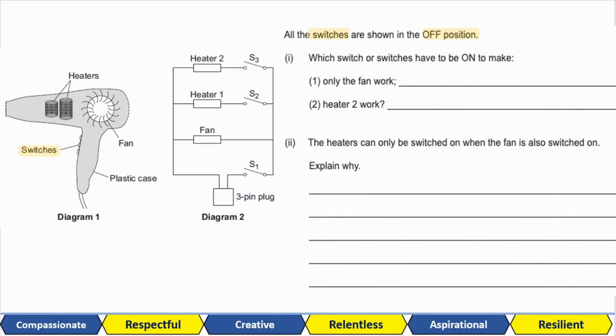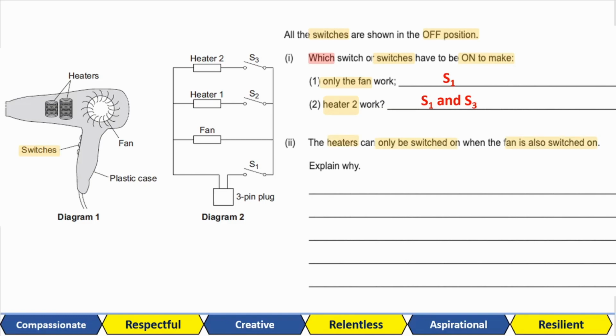All the switches are in the off position. Which switch or switches have to be on to make only the fan work? The current is coming out of the plug, and to form a complete circuit only around the fan would mean that we only close switch 1. To get the heater in position 2 to work, both switch 1 and 3 must be on.